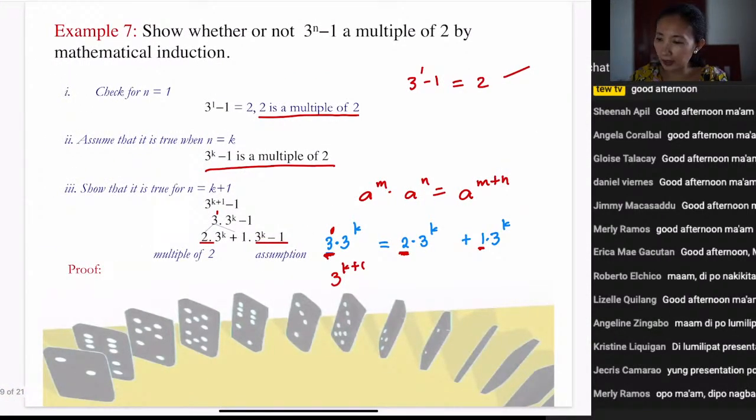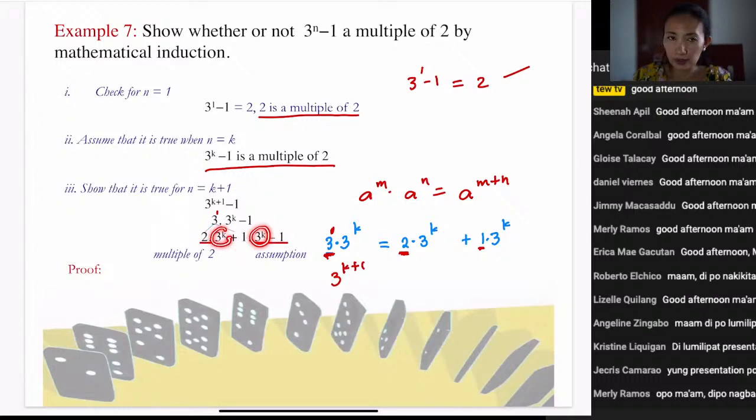Other questions here? Ulit, klaro na ito kung saan nanggaling itong 2 at 1. Si 2 at 1 ay galing kay 3. Dinistribute lang natin. Applying distributive property. In fact, ginamitan ito ng distributive property. Bring out the factor 3.